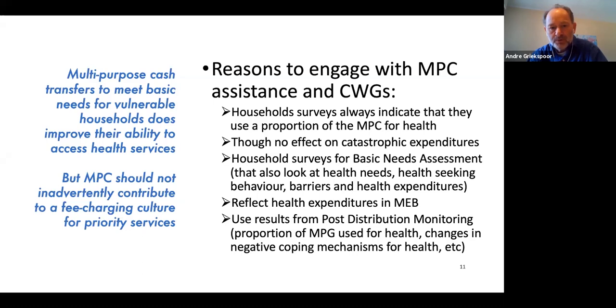The cash working groups do a whole range of surveys for basic needs assessment, and these surveys also look at health needs, they look at health seeking behavior, they look at barriers, and they look at health expenditures. So this is a wealth of information that the health sector can use to inform their programming. Another issue that keeps coming back in all countries when cash working groups and partners working on multi-purpose cash transfer start looking into this minimum expenditure basket, they will always come to the health sector and ask what proportion of the MEB should be for health, or how to integrate health in the MEB.